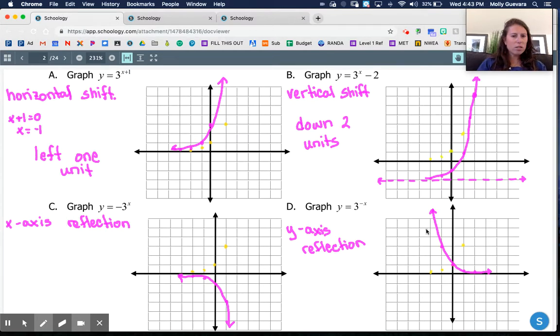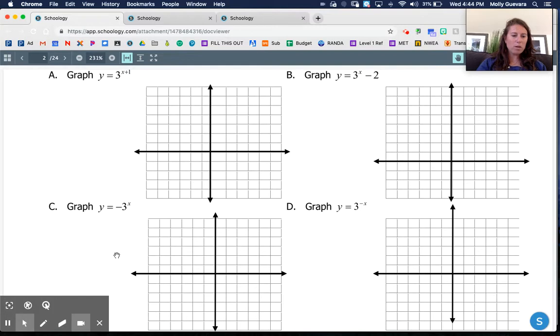How do we feel? Nice little review of exponential functions. If you need help with a base of a number, in this case it was 3, please reach out and let me know so that we can work on it, because I don't want you to get behind just because you're not feeling confident in exponential functions. And let's move on.